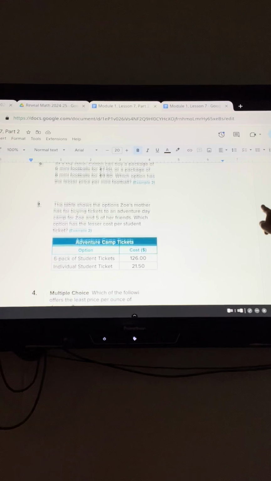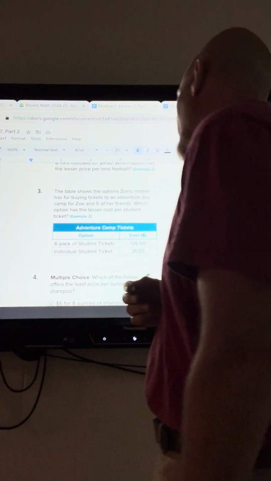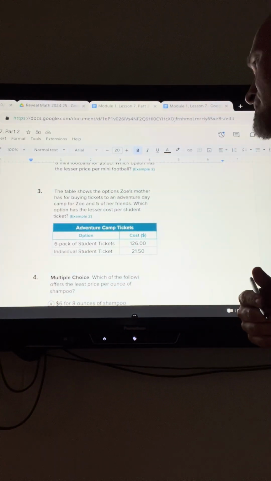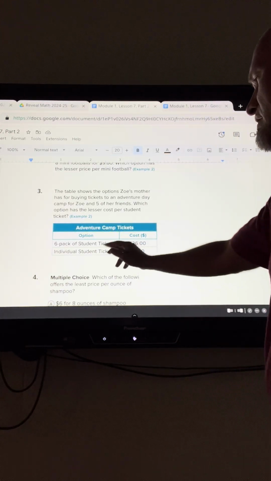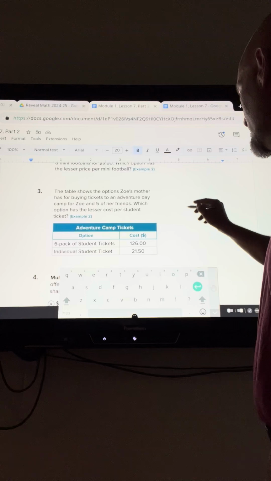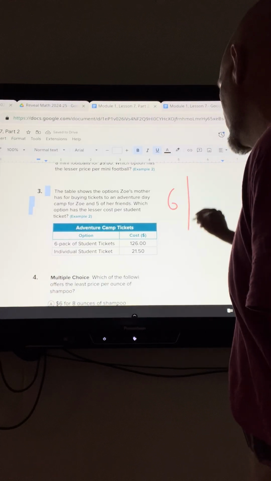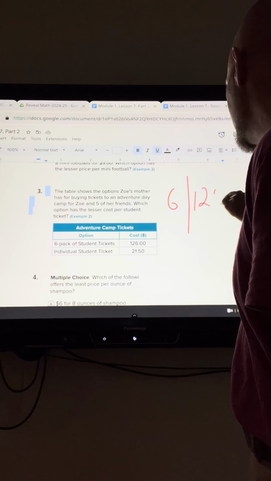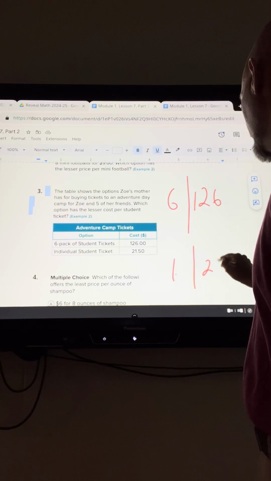Number 3, the table shows options Zoe's mother has for buying tickets to an adventure day for Zoe and 5 of her friends. So she's buying 6 tickets. Which option has the lesser cost per student? So 6 tickets for $126, or it's 1 ticket for $21.50.